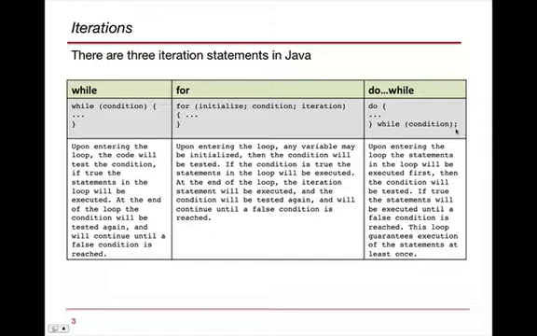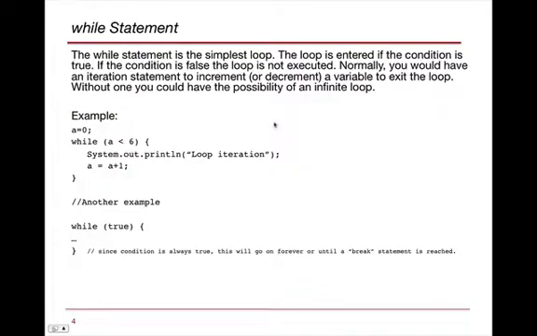They forget this semicolon all the time. But the condition is basically the same. It evaluates to a Boolean. The do while will guarantee that this loop executes at least once. The other 2 do not because they test the condition up front, but you can manipulate this in such a way that it will always execute at least once. So this is what the while statement looks like. We have a equals 0 as an example.